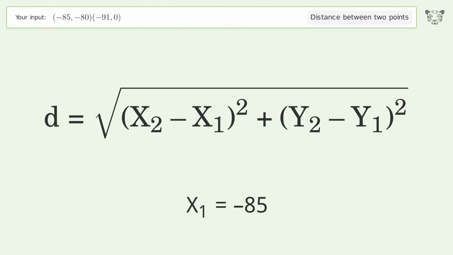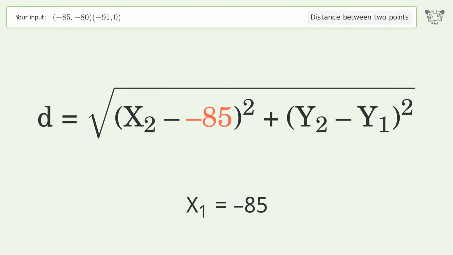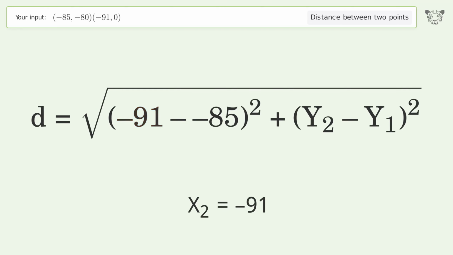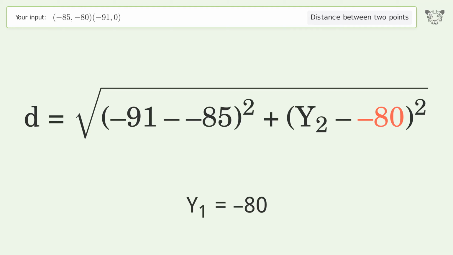x1 equals negative 85. x2 equals negative 91. y1 equals negative 80. y2 equals 0.